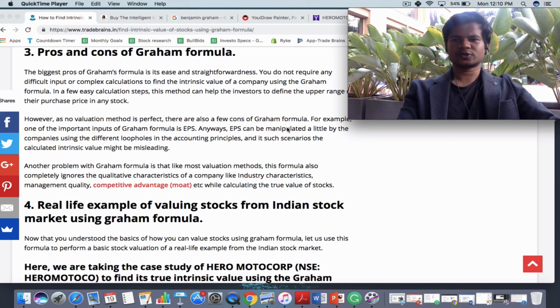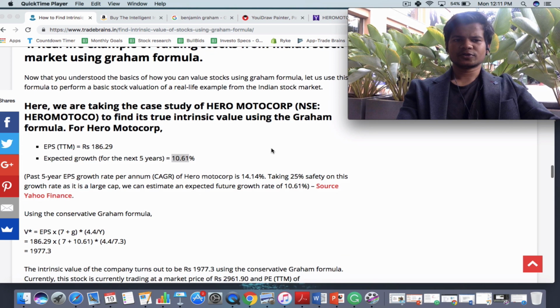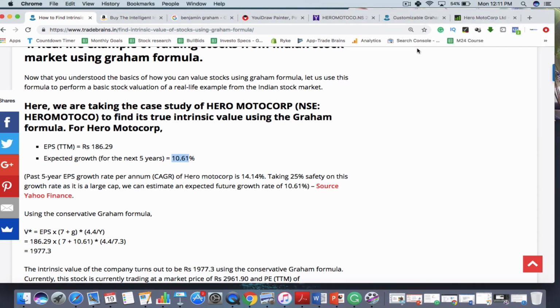And now that you have understood the Graham formula, let's use it for finding the true intrinsic value of an Indian company in real time. So let's take an example of Hero MotoCorp. For Hero MotoCorp, the EPS for the trailing 12 months is 186.29, and its expected growth rate for the next 5 years is around 10.61%. So let me also show you where you can find this data.